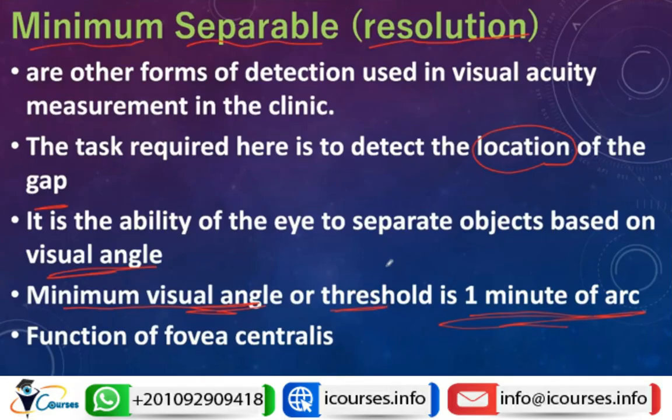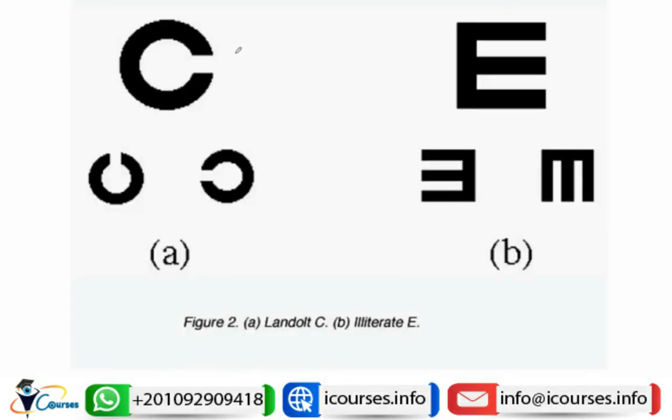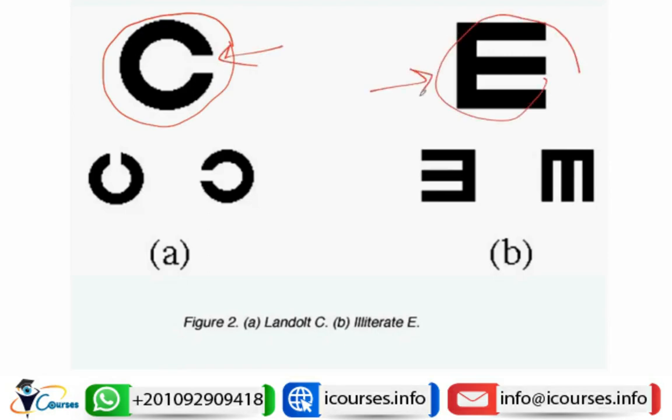If the patient can see the letter, or what's called the optotype, making an angle of 1 minute of arc at the nodal point, then this patient can see the target. And this is the function of the fovea itself. So let's see. There are two main types of charts. We have the Landolt-C chart and we have the Snellen-E chart.